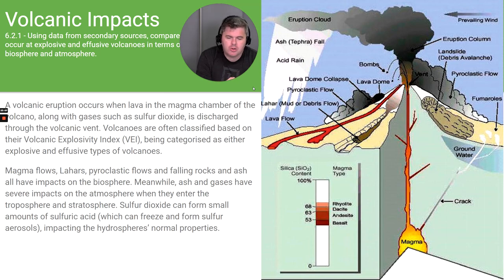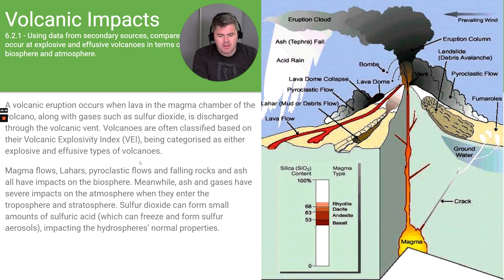A volcanic eruption occurs when lava in the magma chamber of the volcano, along with gases such as sulfur dioxide, so rotten egg gas, is discharged to the volcanic event. Volcanoes are often classified based on the Volcanic Explosivity Index, or VEI, being categorized as either explosive or effusive types of volcanoes. If it's an explosive volcano, don't go anywhere near it. Get as far away as you can. If it's effusive, it's like the volcano activity you might see in Hawaii. Okay? It's a constant, steady flow of material, which is amazing to watch and well worth visiting.